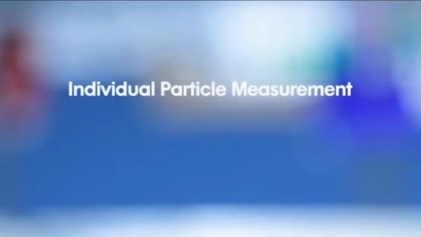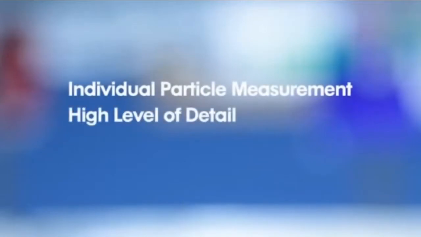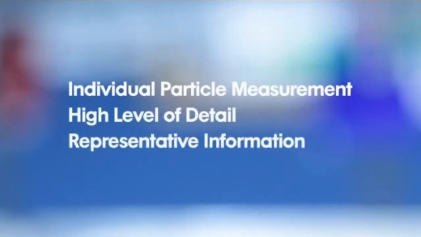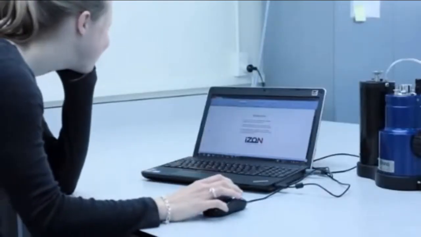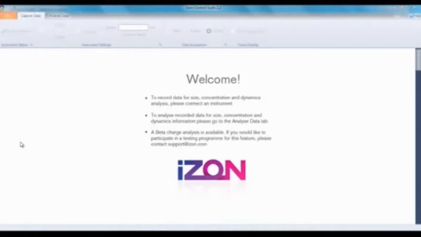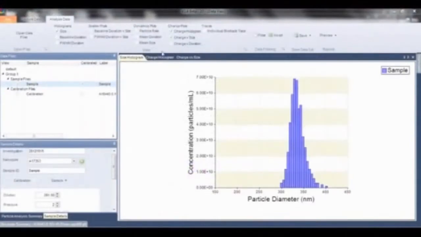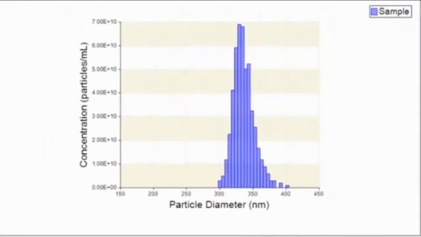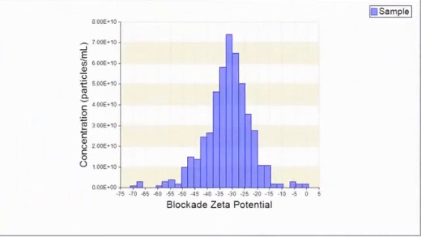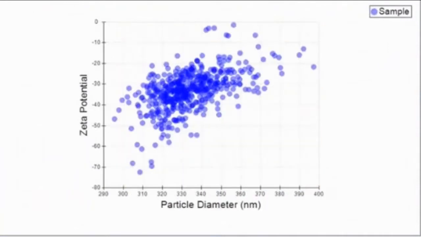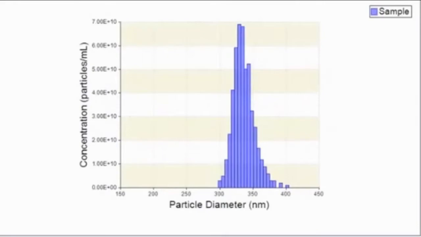qNano enables individual measurement of particles in a sample. The high level of detail provides confidence in your experimental results and enables you to get representative information on your sample. Izon Control Suite software is a full data analysis and reporting package which enables you to extract detailed information from your measurement. A variety of graphs and reporting options are available, including size distribution plots, charge distribution plots, particle by particle plots, and overall sample concentration.